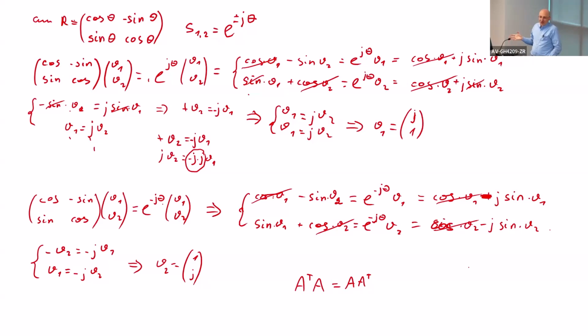And this matrix is clearly doing rotation, so it's not really doing anything to the vectors. So it's a nice matrix in a way, okay, for any data. Any questions? Okay.